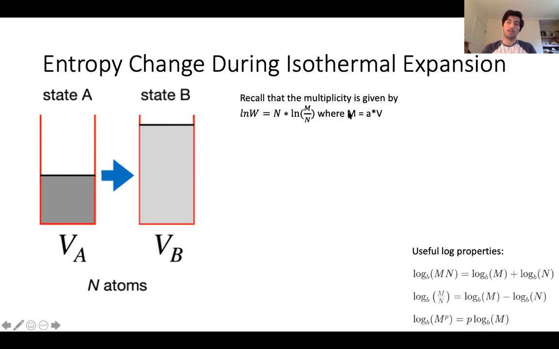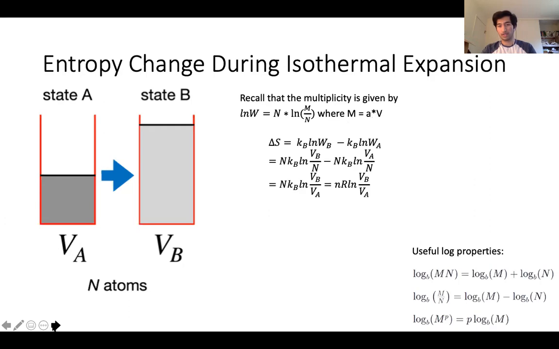Additionally, we can observe that m is proportional to volume, because m is just the number of empty grid boxes. As you have more and more volume, you should have more empty grid boxes, so m obeys this proportional relationship. Then in calculating the change in entropy, we just do kB ln WB minus kB ln WA, because the first term gives the total entropy of state B, and the second term gives the total entropy of state A.